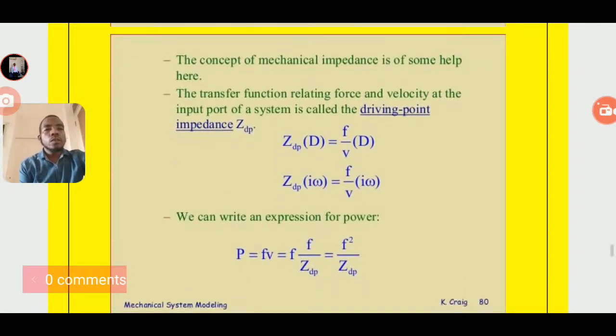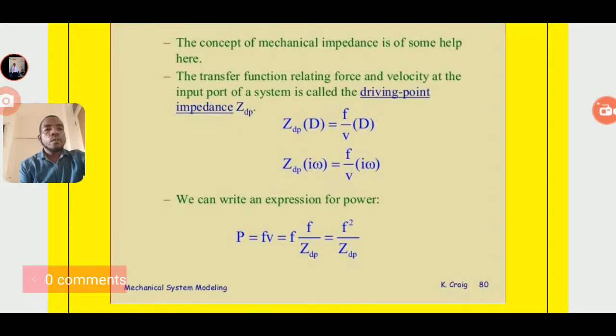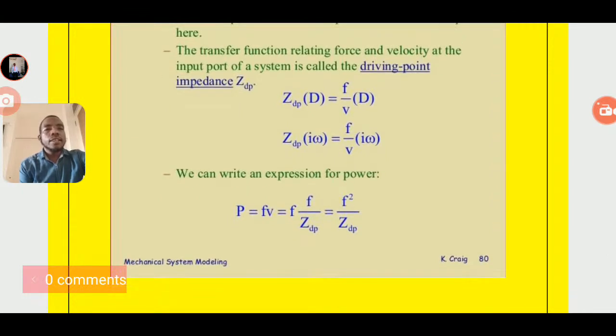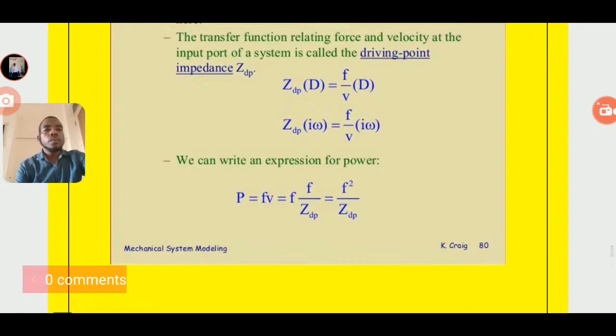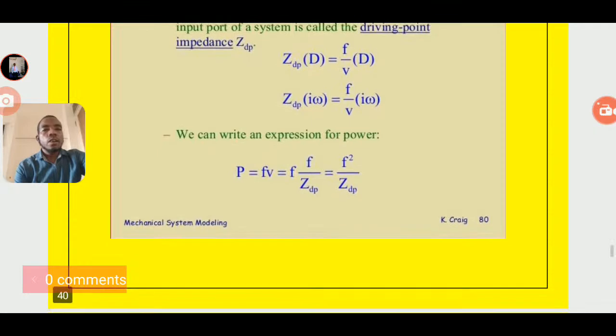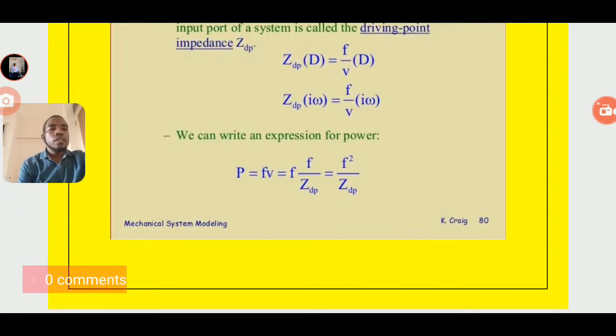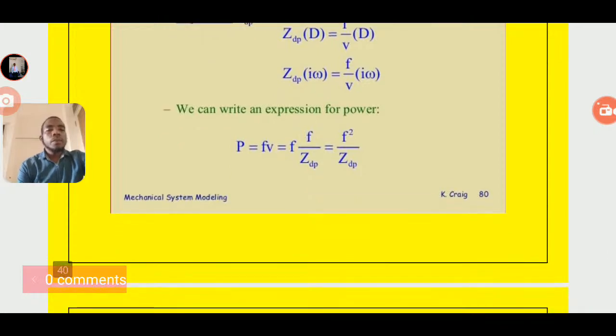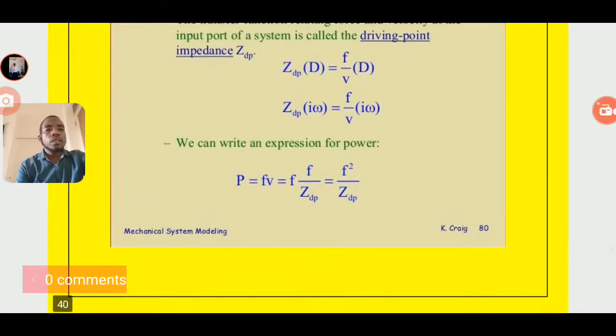The concept of mechanical impedance is of some help here. The transfer function relating the force and the velocity at the input port of the system is called the driving point impedance, that means Z_DP. Z_DP(D) is equal to F(D) over V(D), and Z_DP(iω) is equal to F(iω) over V(iω). This is for the translational case, and this is for the angular case.